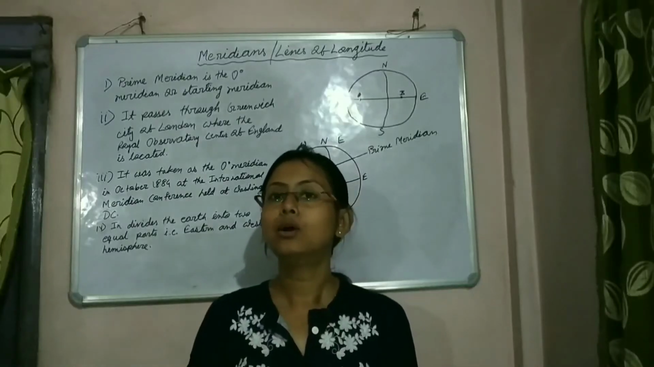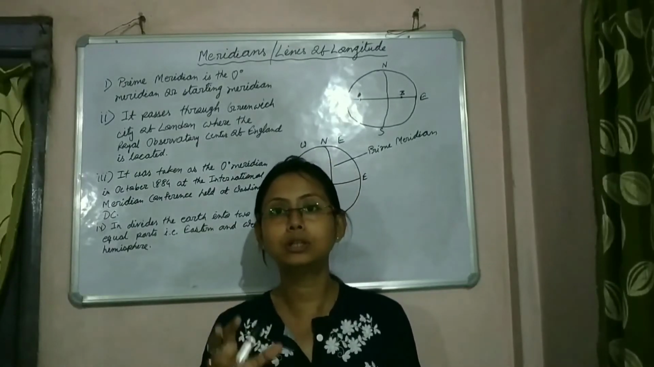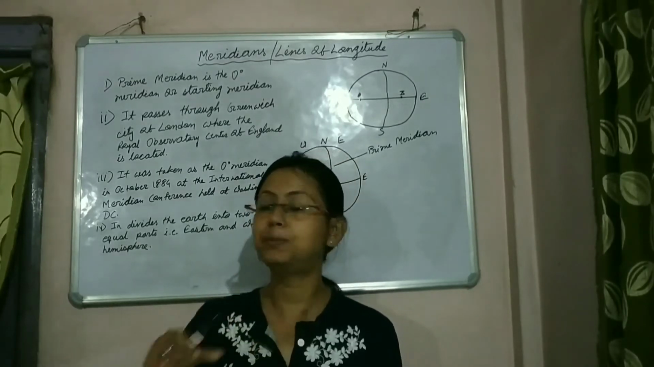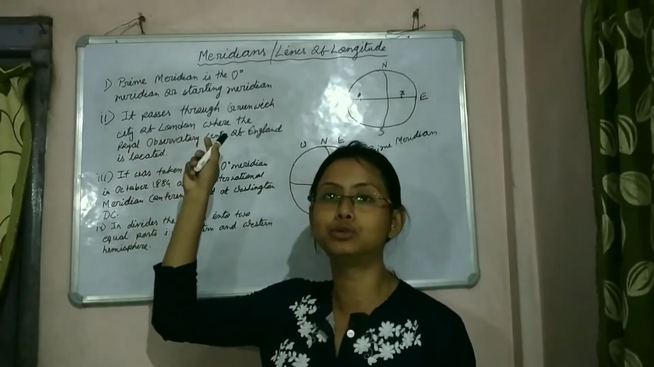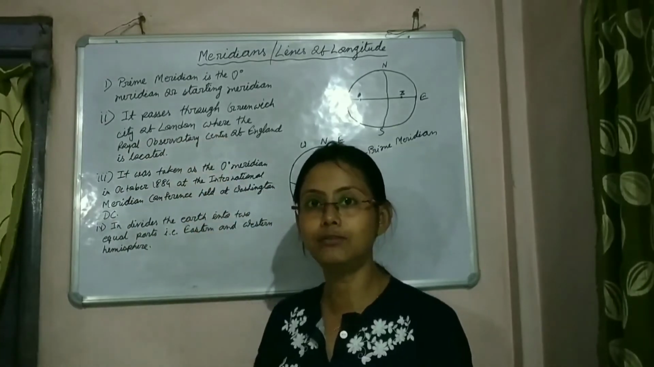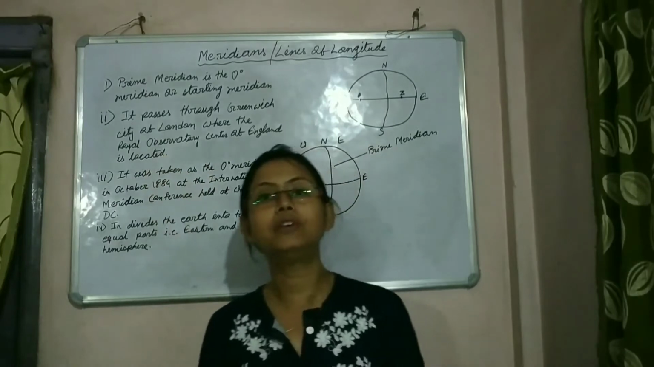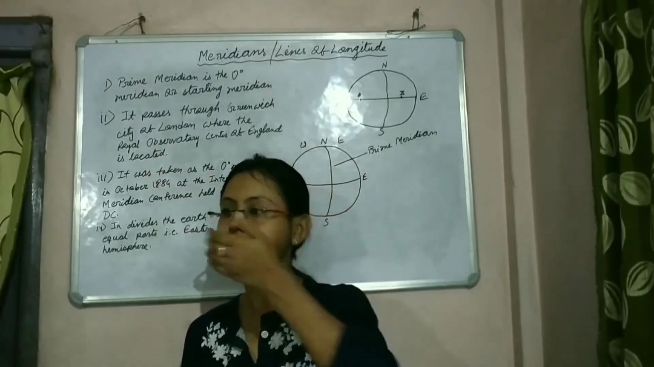That is the reason why, when we talk about the prime meridian or 0 degree meridian, we need to mention from which place the prime meridian has passed through. That is the Greenwich city of London, which is where the Royal Observatory of England is located.